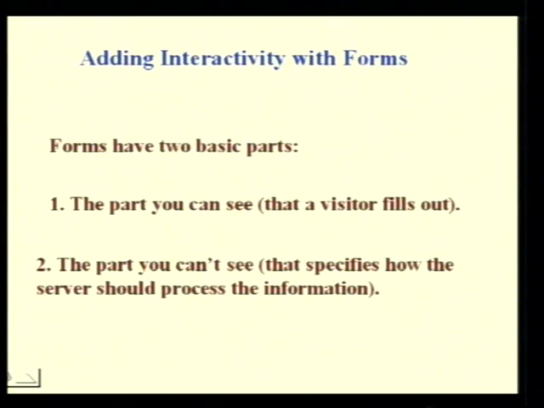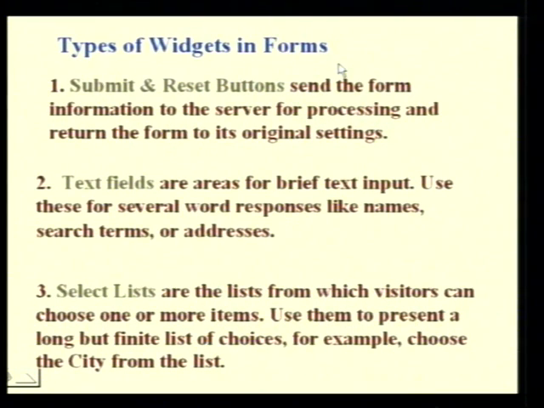Forms have two basic parts: the part that you see, that a visitor fills out, and the part you cannot see, that specifies how the server should process the information. Now there are a number of types of widgets in forms. One is submit and reset buttons. There is one button called the submit button, another called the reset button, which are used to send the form information to the server for processing and return the form to its original settings. That is, the submit button is used to send the information to the server, while the reset button is used to return the form to its original settings. In other words, you can say the reset button is a clear button.